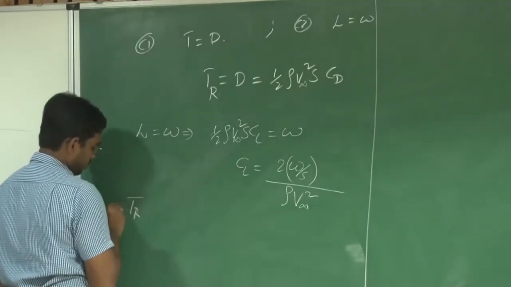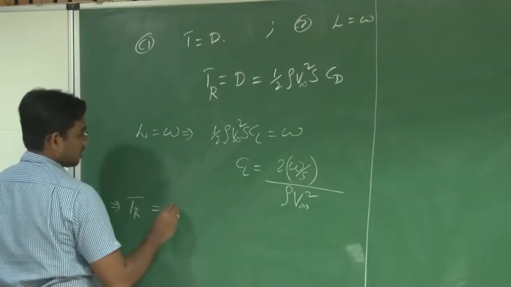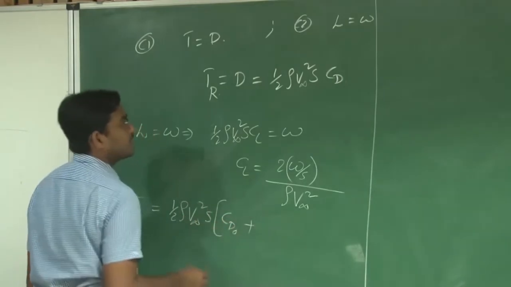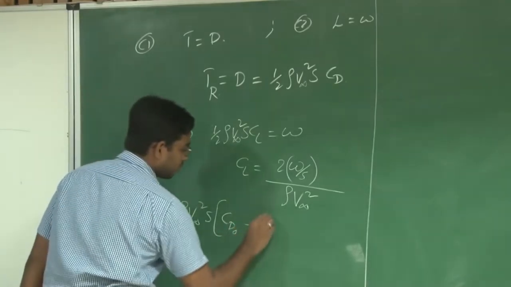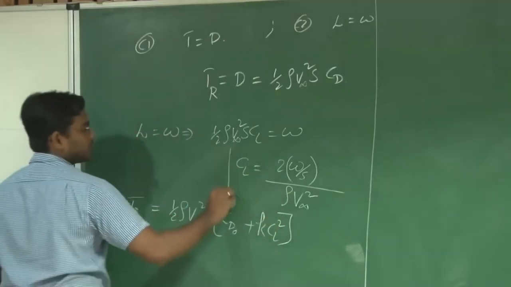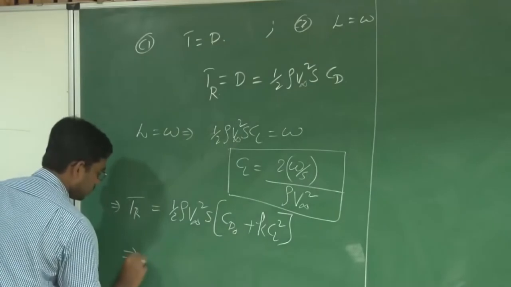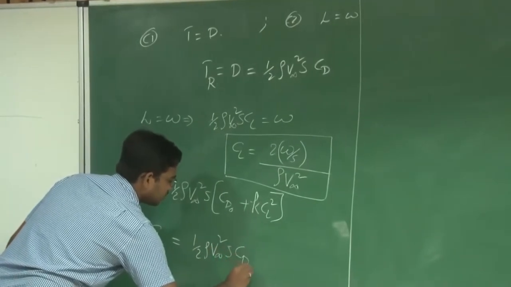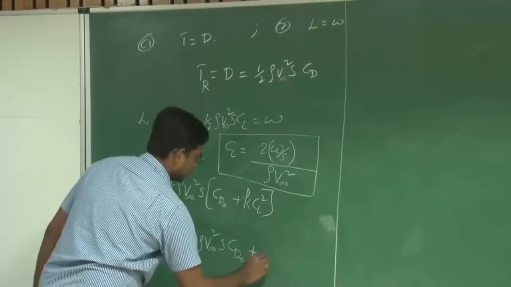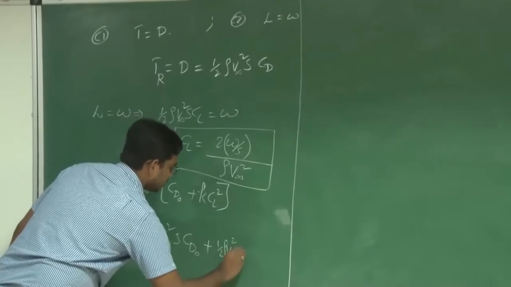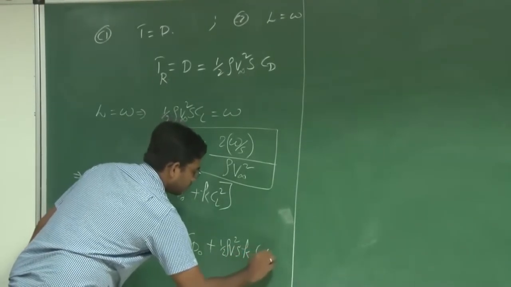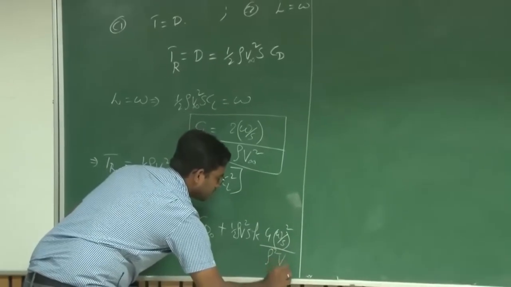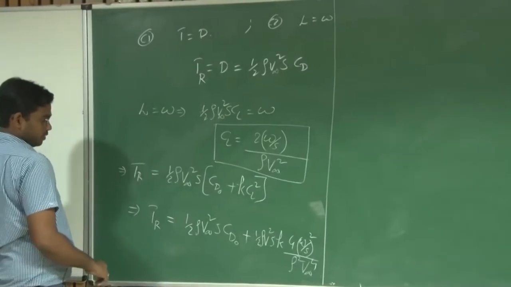Now thrust required is equal to half rho V infinity square S into CD. We express CD in the form of the drag polar, CD naught plus K CL square. So you can get CL from here. Substitute this CL in this equation. So thrust required is equal to half rho V infinity square S CD naught plus half rho V infinity square S K into CL square, which is 4W by S square divided by rho infinity square V infinity power 4.